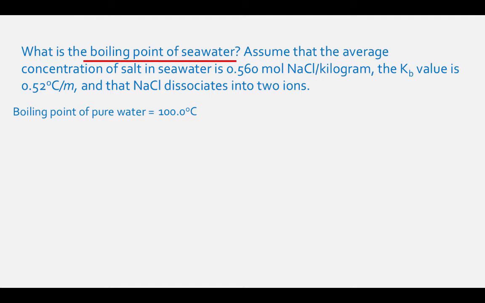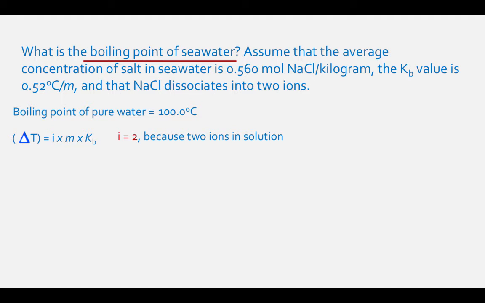So to calculate the boiling point of seawater, we need to calculate the boiling temperature change, which equals the Van Hoff factor times the molality of the solute times Kb, and add it to the boiling point of pure water. The Van Hoff factor for the solution of NaCl is 2 because the problem says that the NaCl dissociates into two different ions.